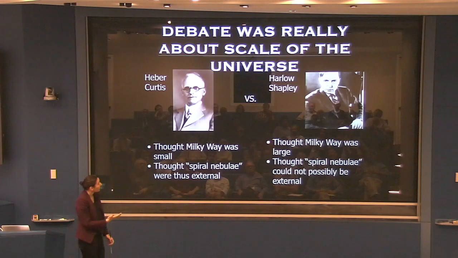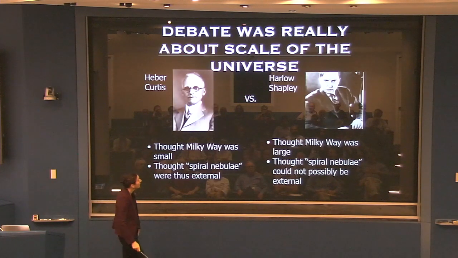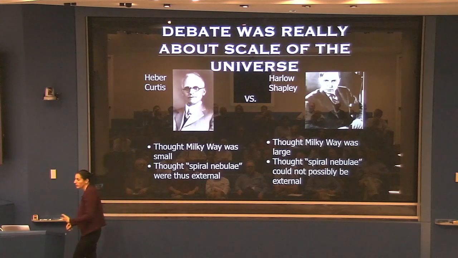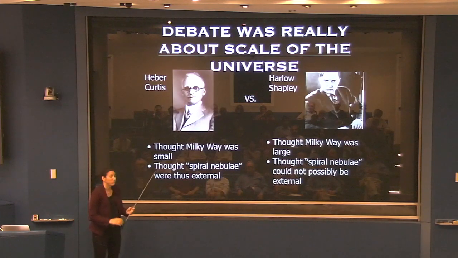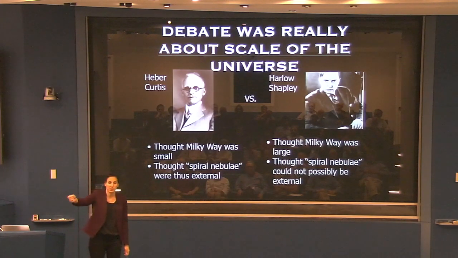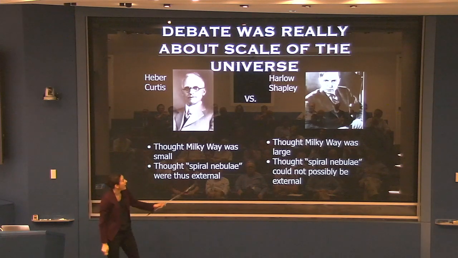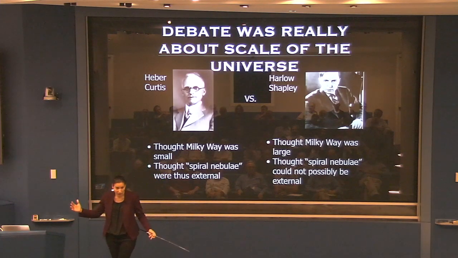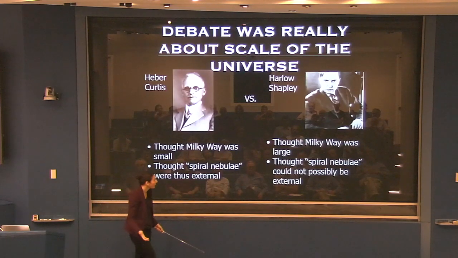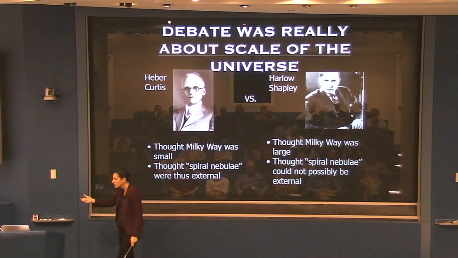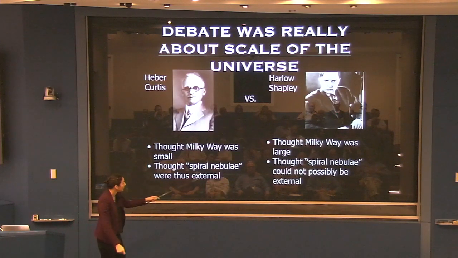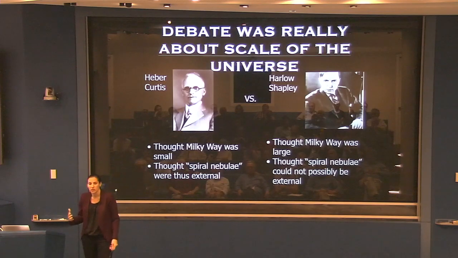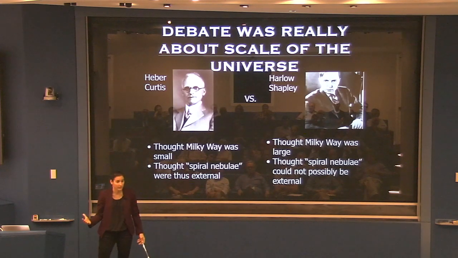And so you have this great debate, which is between Curtis and Shapley. And I think the real essence of the debate was really about the scale of the universe. So nominally, Curtis argued that the Milky Way was small and that the spiral nebulae were external to the Milky Way. And Shapley thought the Milky Way was large, similar to the size we know it is today, and that the spiral nebulae couldn't possibly be significantly external to the Milky Way or similar to the Milky Way. Why? Because if either one of them had accepted the other's size of the Milky Way, it would have implied a size of the universe that was just unfathomably large at that time.